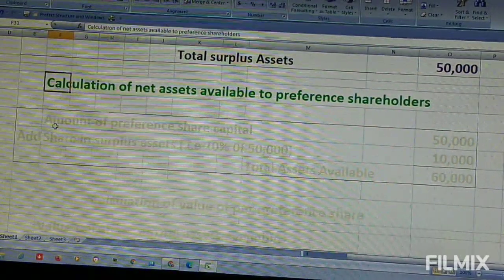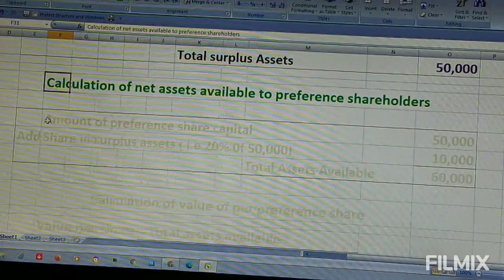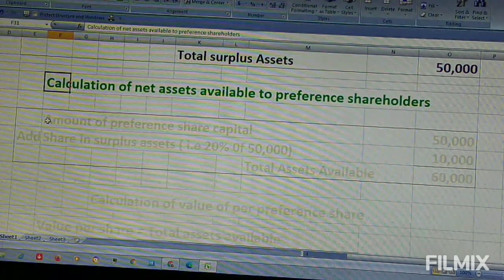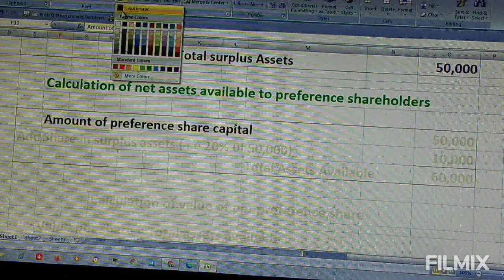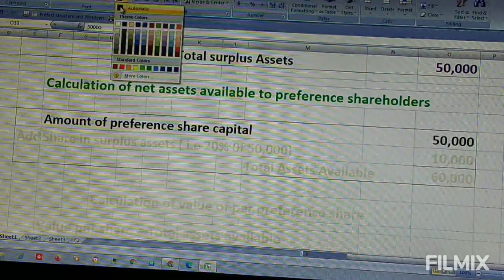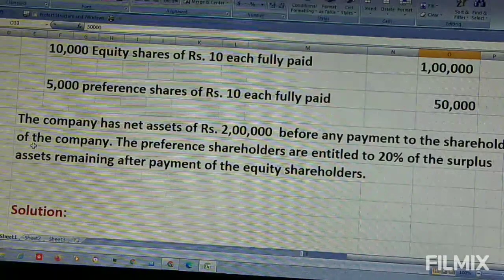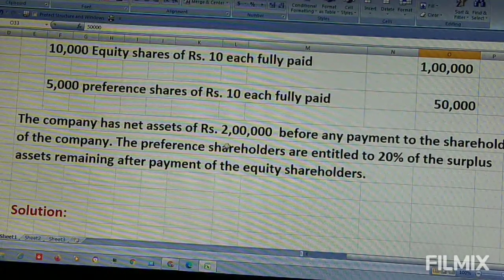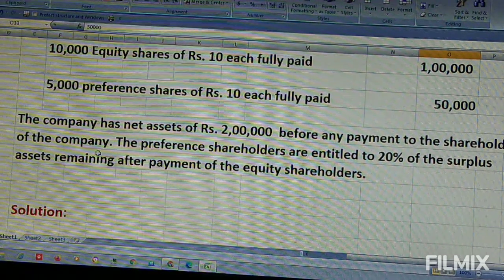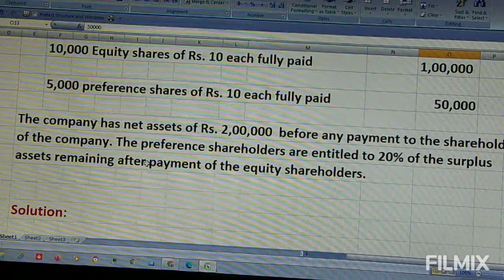So how much asset is available for the preference shareholders? First we will write the amount of preference share capital. It is given in the problem, that is 50,000. Then they are telling in the last paragraph, you see, the company has net assets of rupees 2 lakh before any payment to the shareholders of the company. The preference shareholders are entitled to 20% of the surplus assets remaining after payment to the equity shareholders.